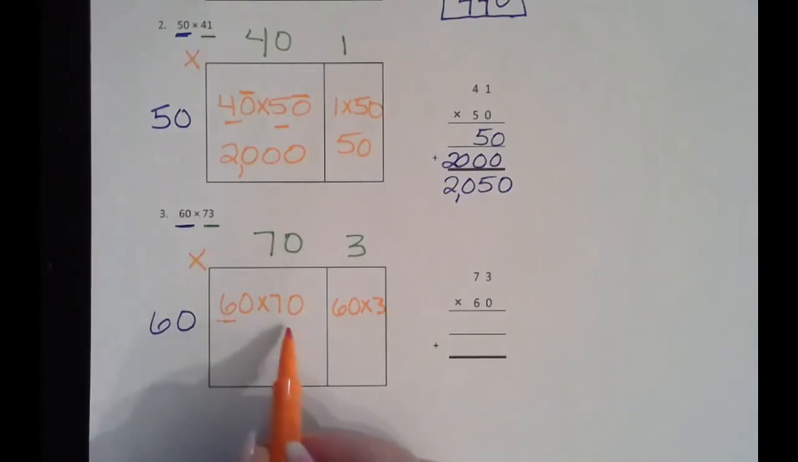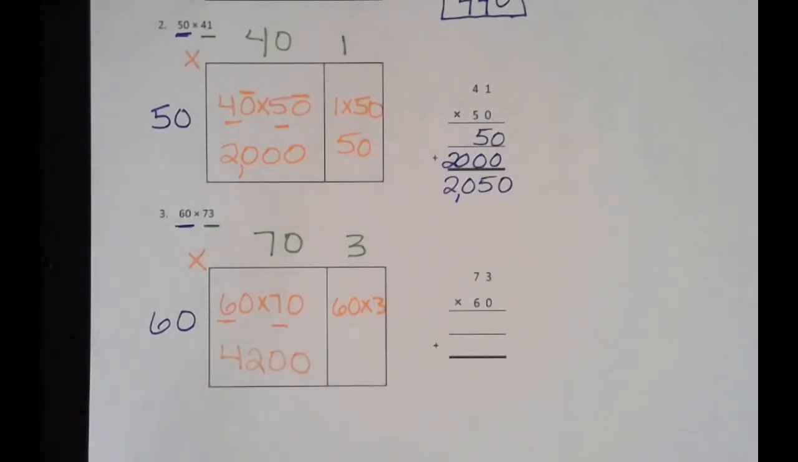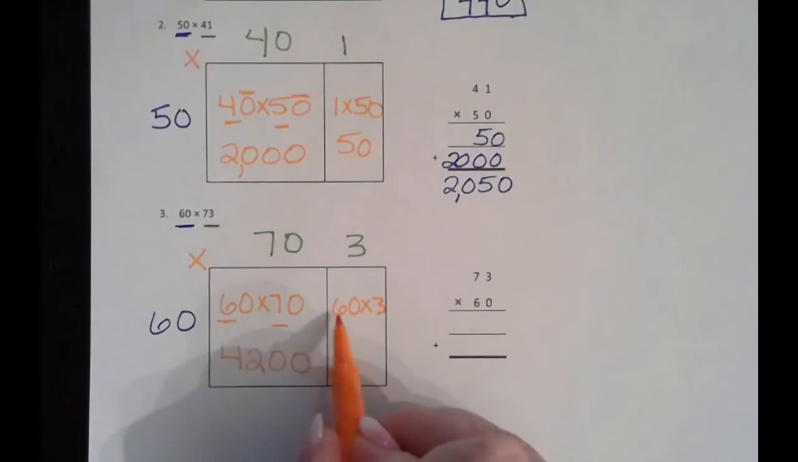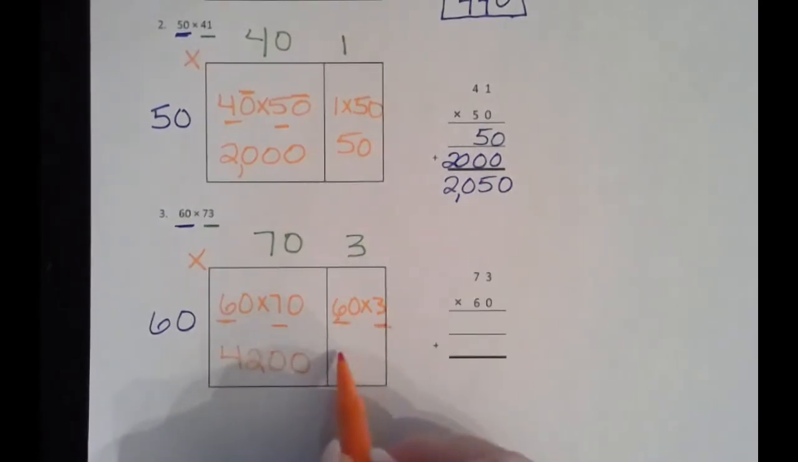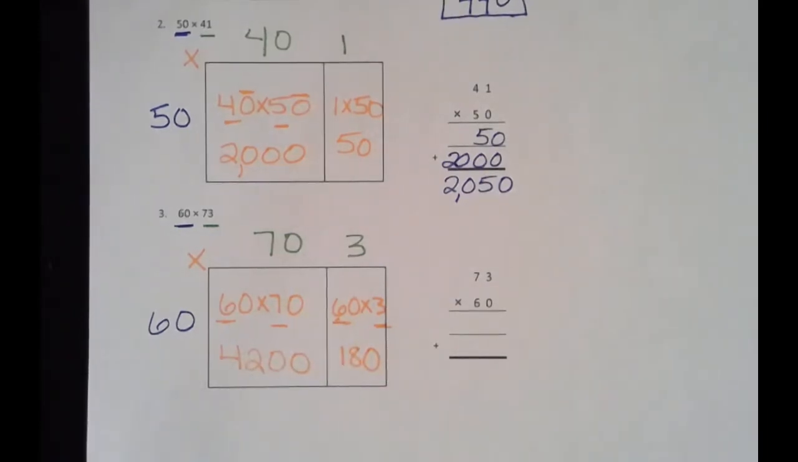So 6 times 7 is 42. And then I have 2 zeros in my factors, so I need to include those 2 zeros in my product as well. Alright, and then 60 times 3, again, use those tricks. 6 times 3 is 18. There's 1 zero in my factor, so I need 1 zero in my product.